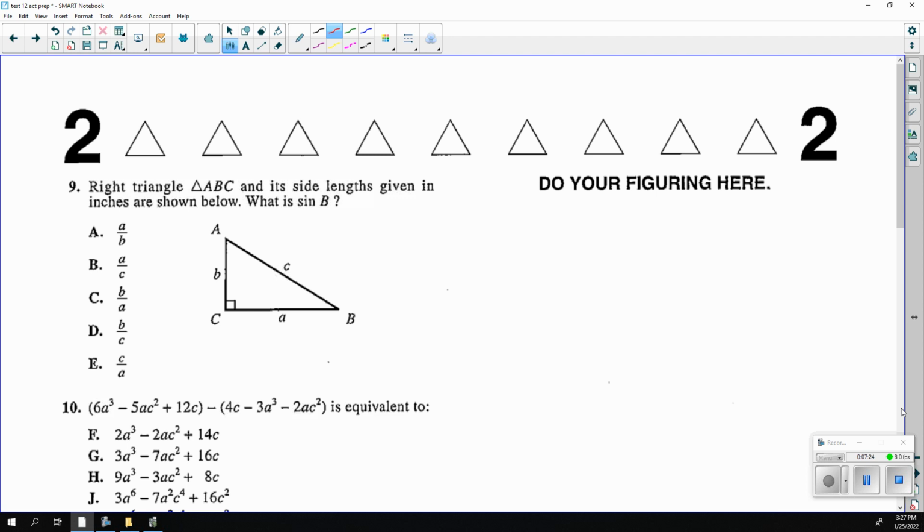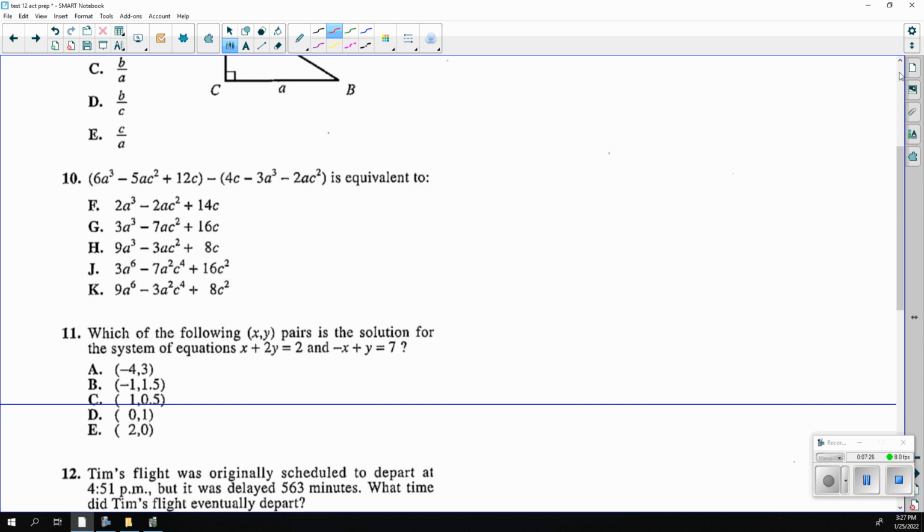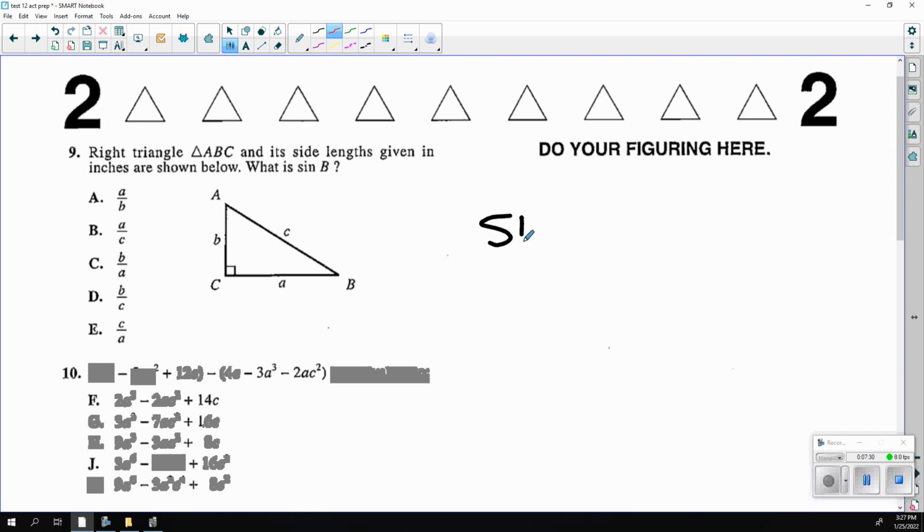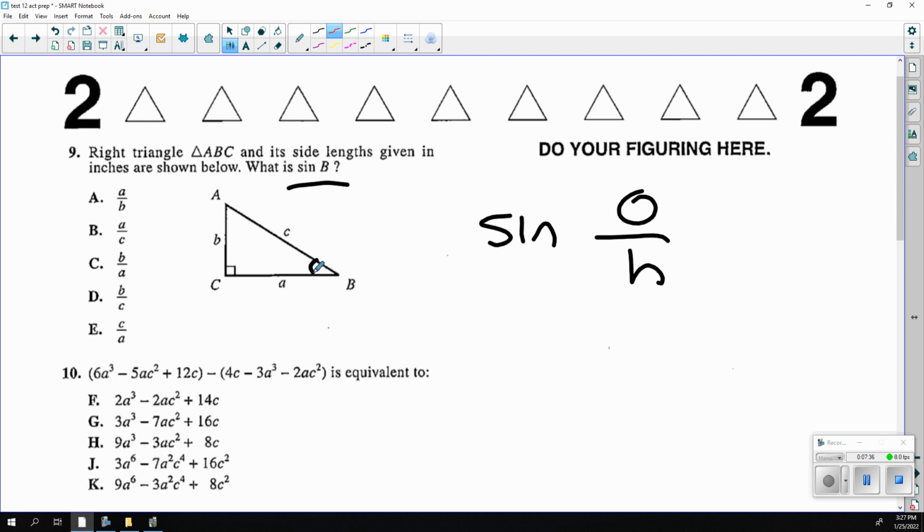Oh, Chief Sokotoa. Love it. Chief Sokotoa says sine is the opposite over the hypotenuse. So we go to B. Where is the opposite? It's away from. So the ratio is B, whose the hypotenuse is C. Answer D, B over C.